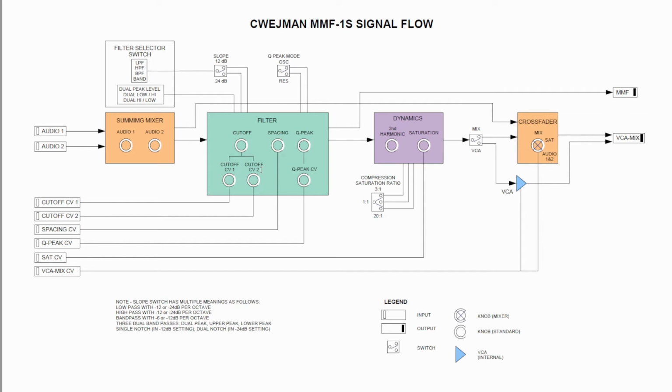So we have attenuators for the cutoff, spacing and peak. We have attenuators for the cutoff CV1, cutoff CV2 and the peak CV as well. There's no attenuator for the CV of the spacing.